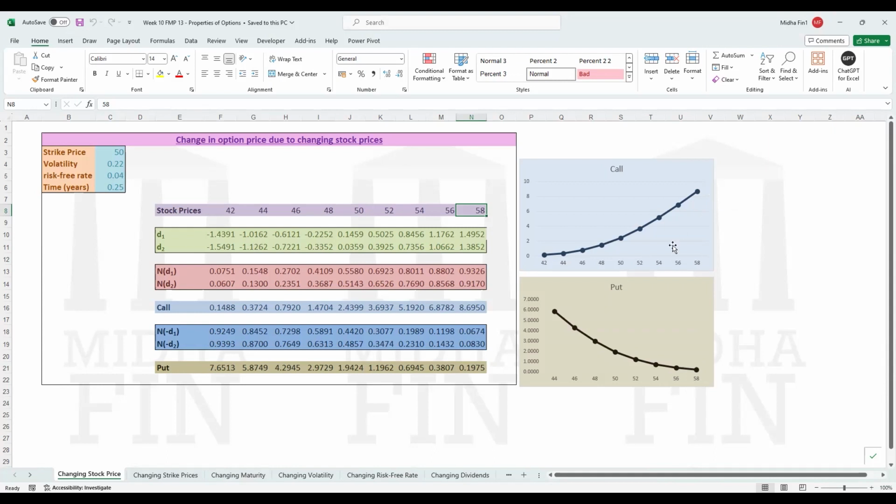Roughly $9. But for put option, increasing stock price is bad news. So if the stock price increases, the value of the put option falls. So there is a reverse relationship between call and put with respect to stock price. If a stock price increases, call value increases, but put value decreases. So call price is directly proportional to stock price and put price is inversely proportional to stock price.